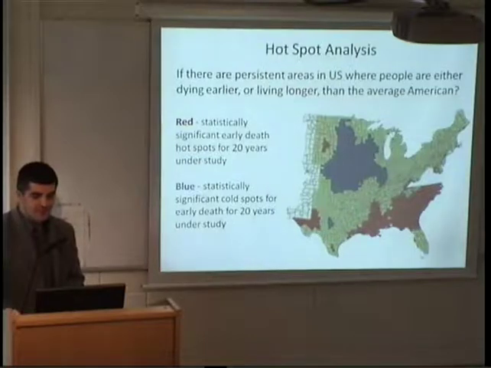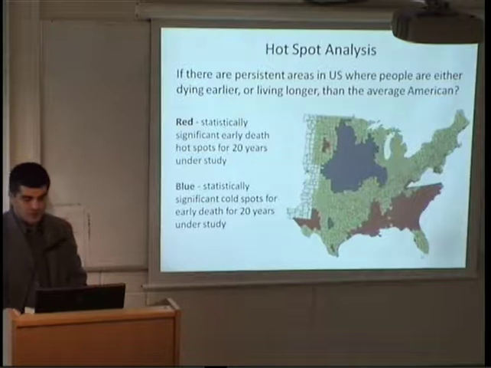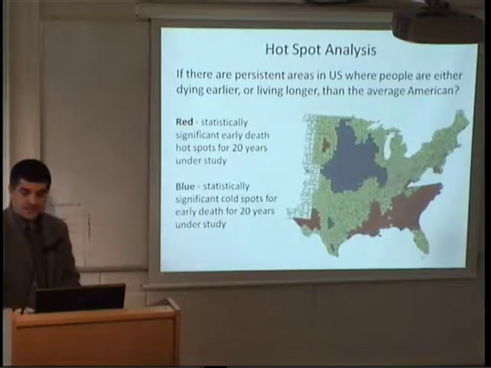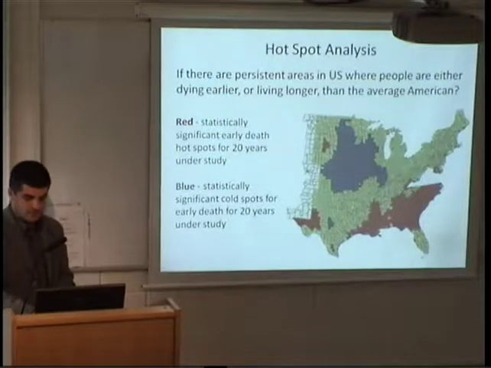For example, in this map, we have hotspot analysis, which was run to show if there are persistent areas in the United States where people are dying earlier or living longer than the average American. By red areas, you can see statistically significant early death hotspots for 20 years, and the blues are statistically significant cold spots with early deaths. Saying cold spot means that in these areas there are not many cases of death for the young population.